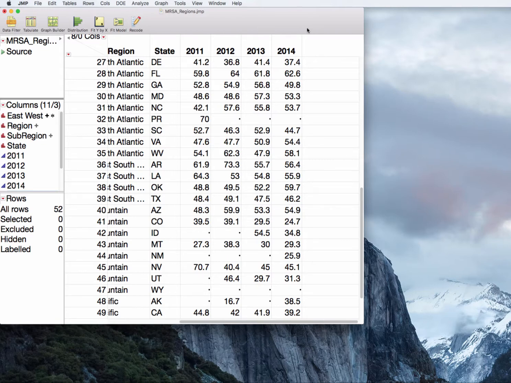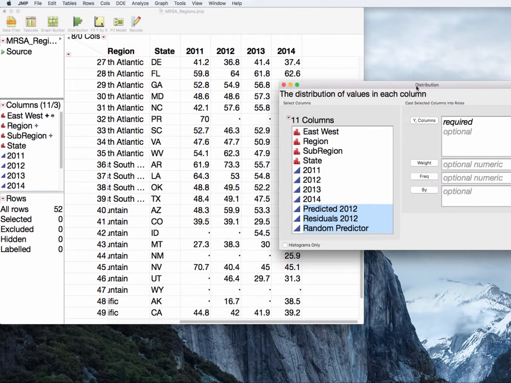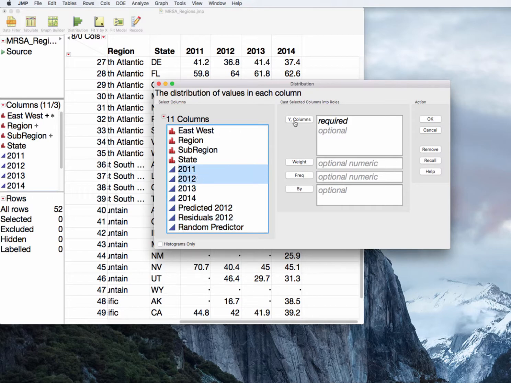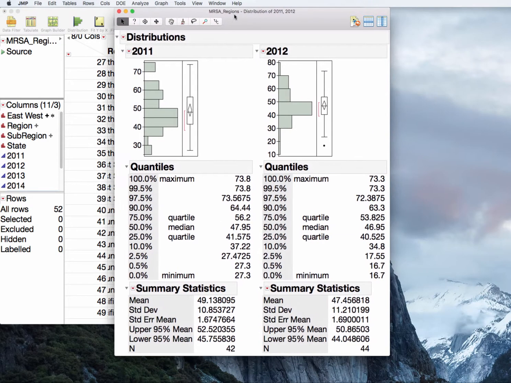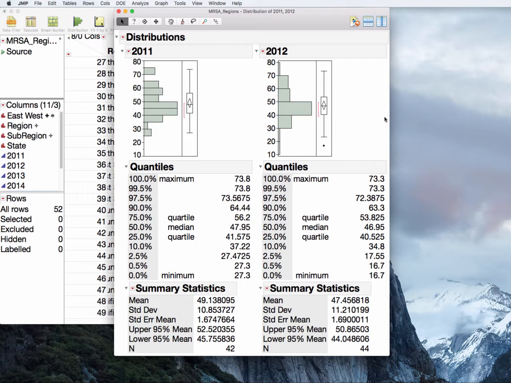To fit a linear regression between two continuous variables, we'll first start with the distribution of each of the individual variables, 2011 and 2012. We'll put them on the same axis setting so that we can more closely compare them. So we can see that the 2011 variables are slightly more tightly spread. Their mean is 49, their standard deviation is just about 11. We can see for the 2012 that their mean is 47 and their standard deviation is just slightly larger at 11.2.